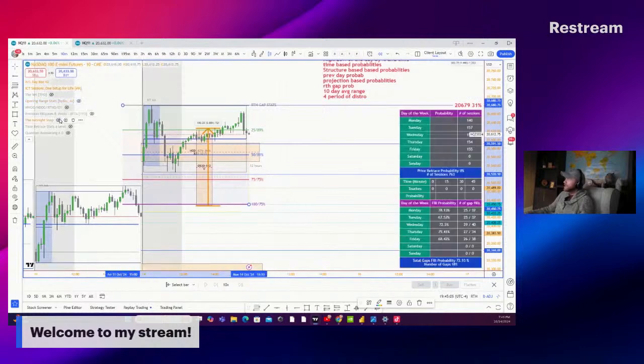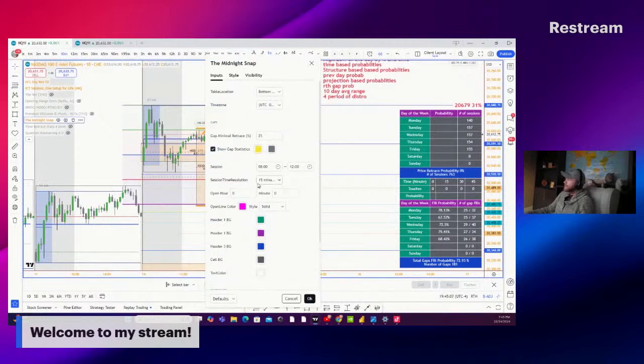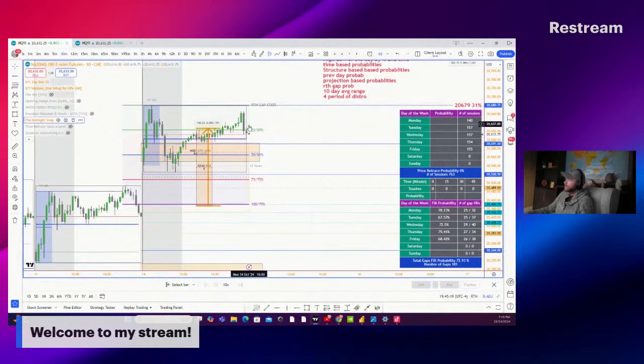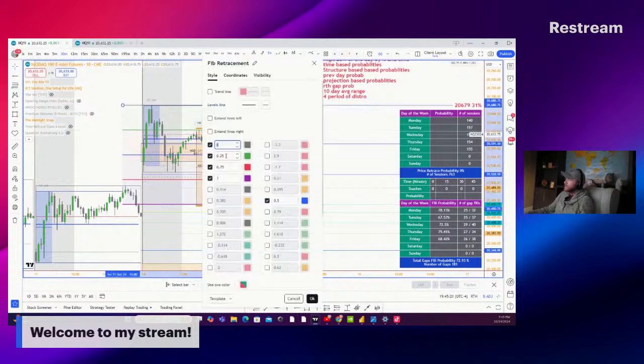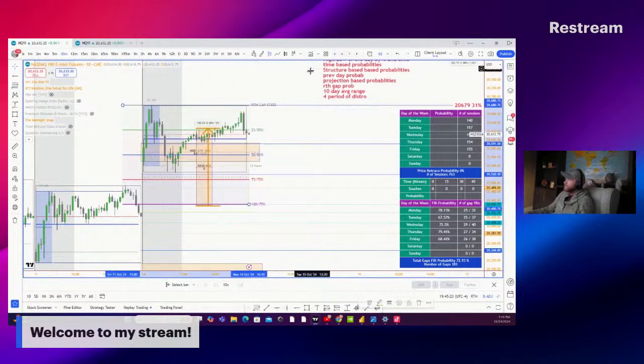I go to this midnight snap indicator, and right here I have gap minimum retracement 25%. I come over here and I see that it is 78% on a Monday. 78% gap fill, 25%. So that means this is going to be 78, right?